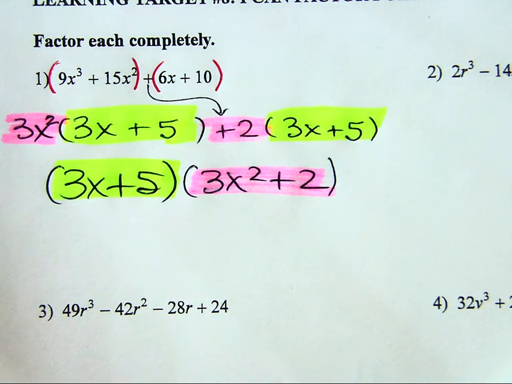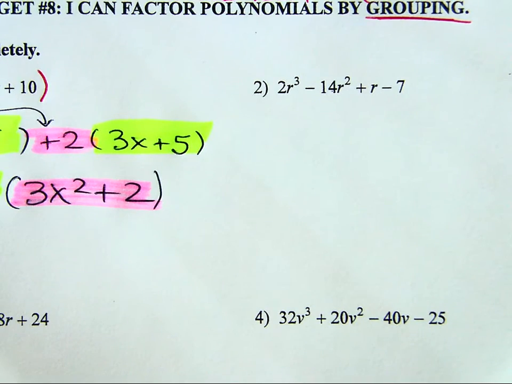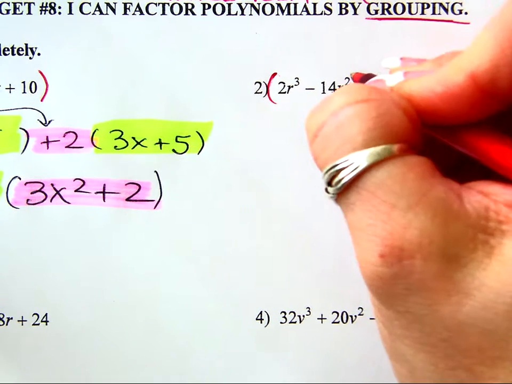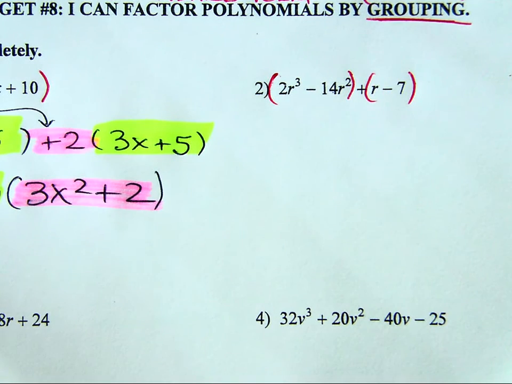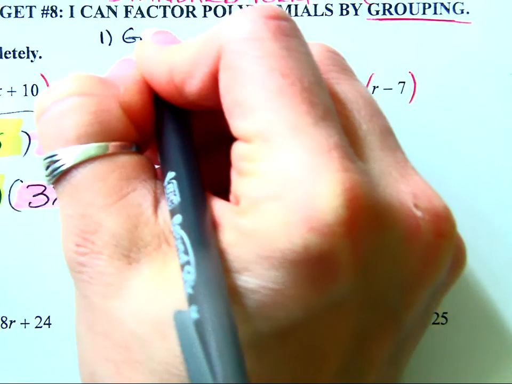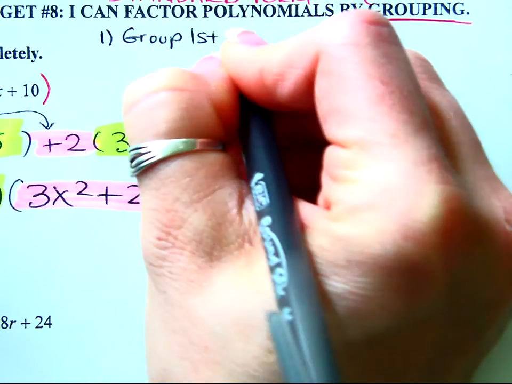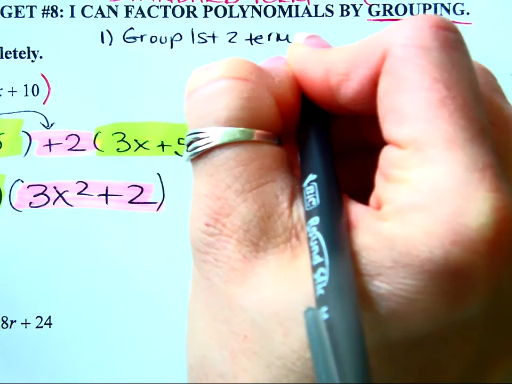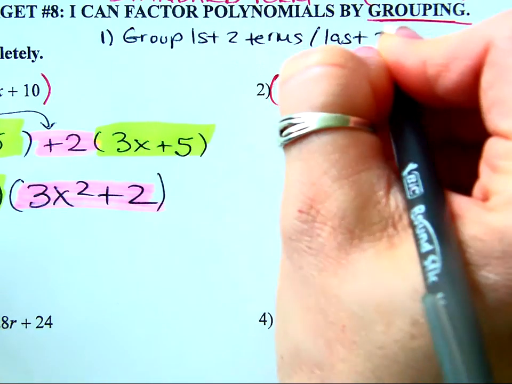Okay? Let's do another one. That's it. That's really all there is to it. So the key is putting the parentheses around the two terms. Factor out. So let's group the first two terms and the last two terms together.